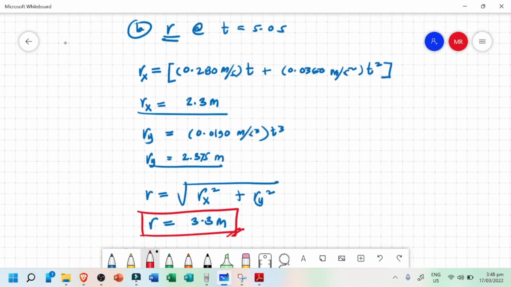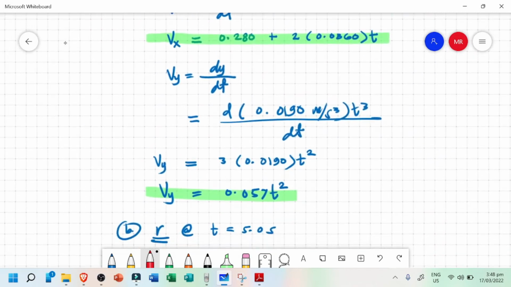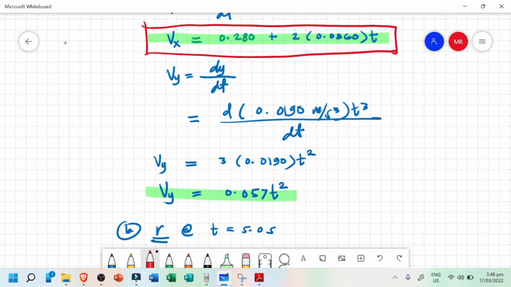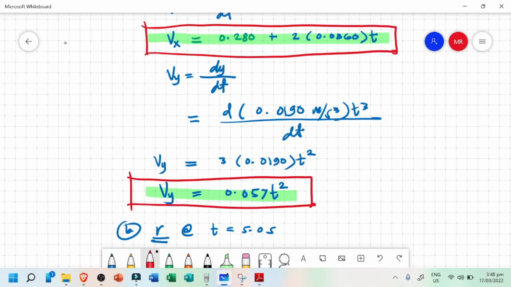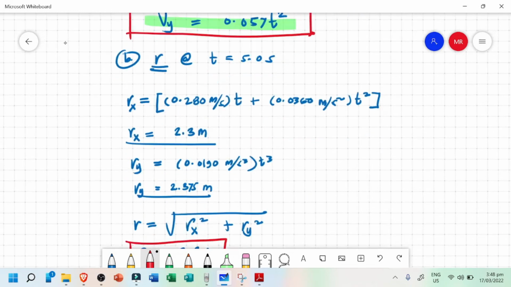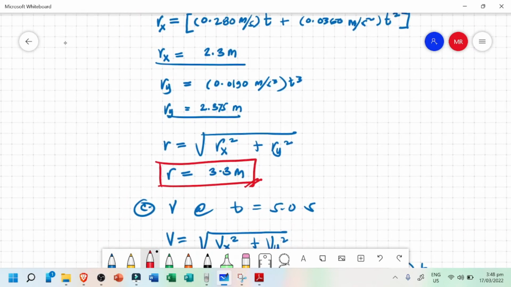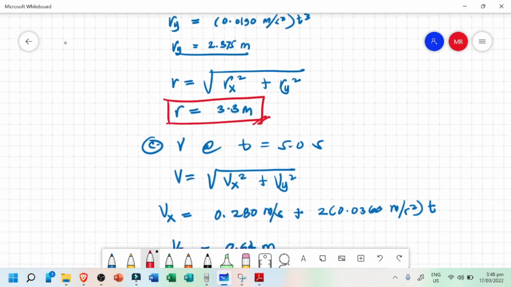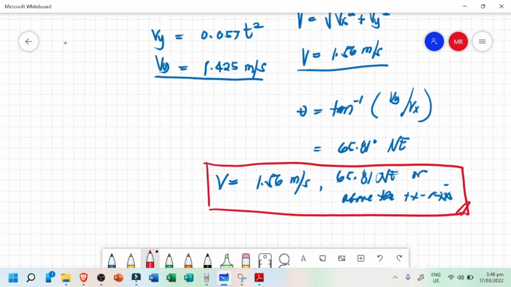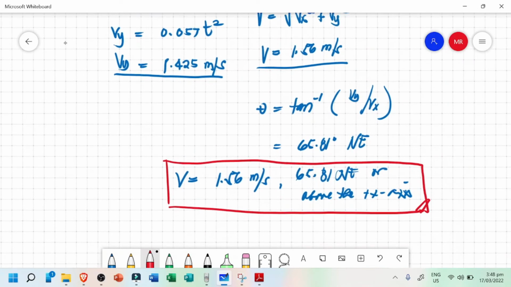So for letter A, we have these answers for the velocity function with respect to time for the x and y components of the velocity. Then we get the position of the squirrel at 3.3 meters, and the velocity of the squirrel at time 5 seconds. So this is how we solve a problem for kinematics in 2 dimensions.